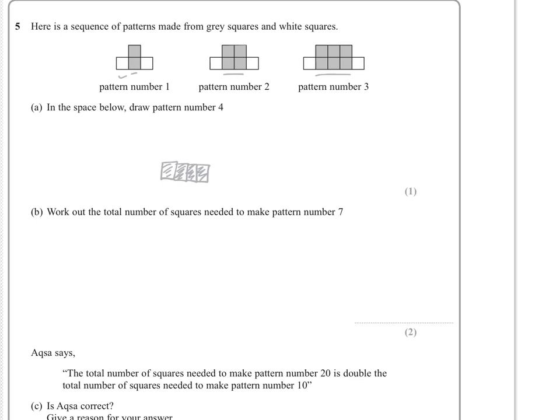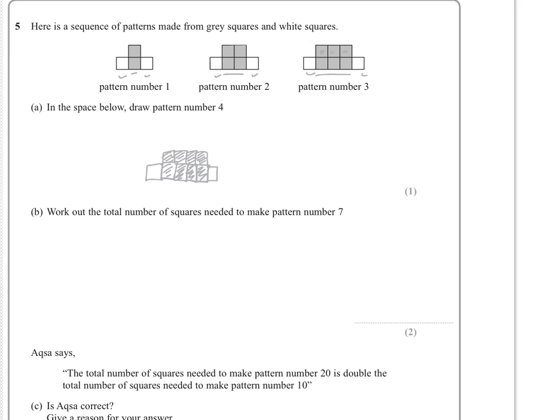And then each of the patterns has a blank one either side. And then it just repeats however many greys we've got. So we've got 1, 2, 3, 4. A really bad diagram, but I'm sure you can do much better than me. And that would be my pattern number 4. It then says work out the total number of squares needed to make pattern number 7.